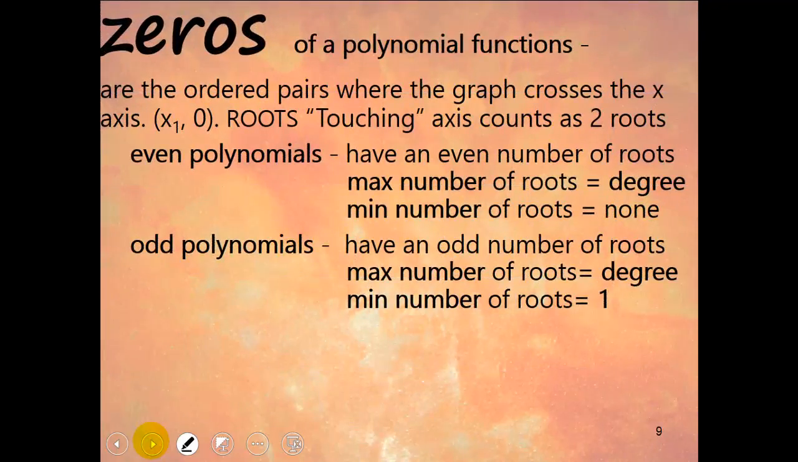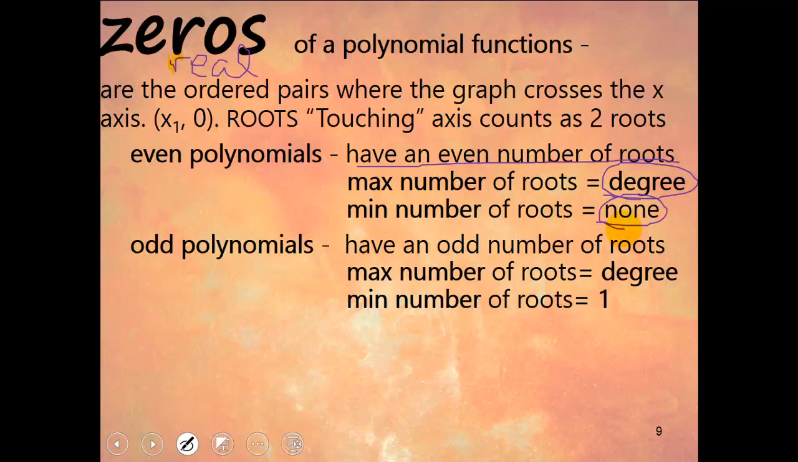All right. When we talk about the real zeros, everybody plug in the word real because we're talking about real zeros right here. Real zeros, not the imaginary, not the ones with the i's, okay? So that's where the graph touches or crosses the x-axis, okay? Just in future, touching is always going to count as 2 roots, okay? So if you have an even degree polynomial, you're going to have an even number of roots. The most you're going to have corresponds to the degree. The minimum that you can have is none, okay?